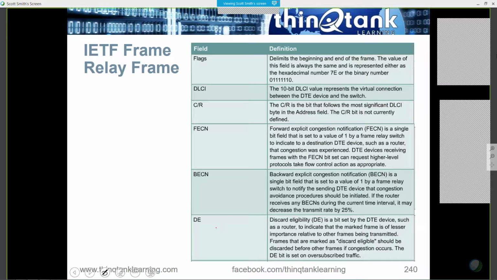Hey, you wanted to do frame relay, man. So the CR really doesn't mean anything. CR literally doesn't mean anything. It's not defined. So we don't even know about it? Or do we just need to know it's not defined? You don't need to know anything about it. Good. The only thing you need to know about on this table is the DLCI.